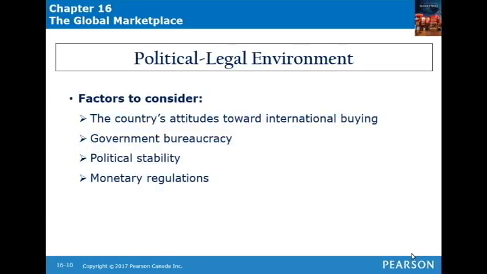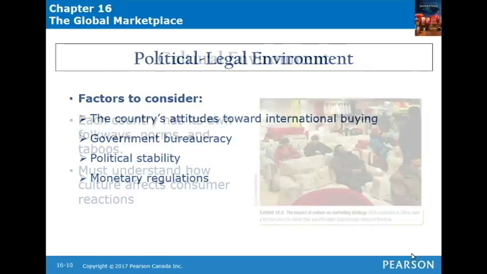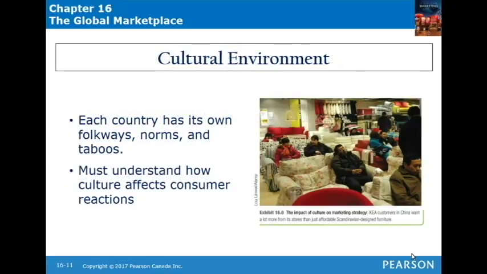Political legal environment. Factors to consider: the country's attitudes toward international buying, government bureaucracy, political stability, and monetary regulations. Cultural environment. Each country has its own folkways, norms, and taboos. Companies must understand how culture affects consumer reactions.